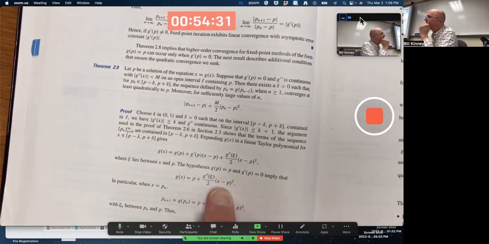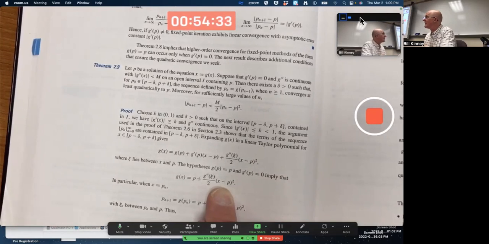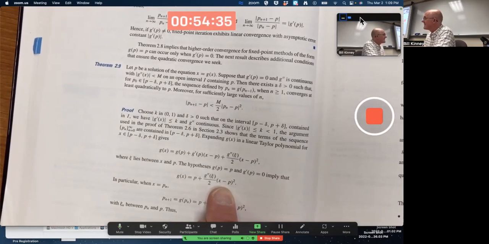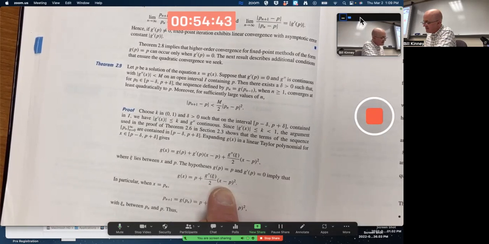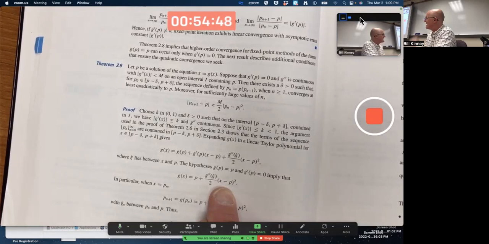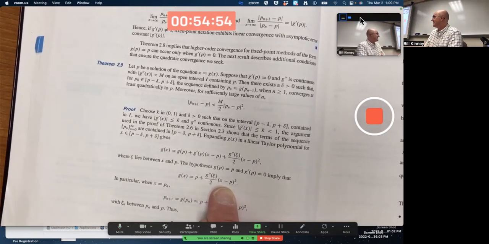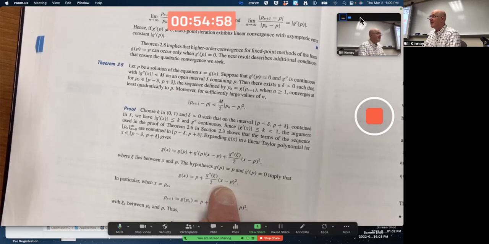We're running low on time. If we had time, I would consider an example to help you understand this a bit better. Maybe let G of X be cosine of X, and so P would be its fixed point, which we saw was about 0.739. And maybe let X be 0.5 and see if you could estimate C, maybe just graphically. Catch what I'm trying to say to do? That would be a worthwhile thing for you to do after class.